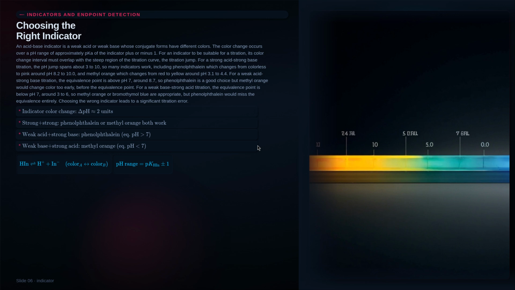For a weak acid-strong base titration, the equivalence point is above pH 7, so phenolphthalein is a good choice. For a weak base-strong acid titration, the equivalence point is below pH 7, so methyl orange is appropriate. Choosing the wrong indicator leads to significant error.